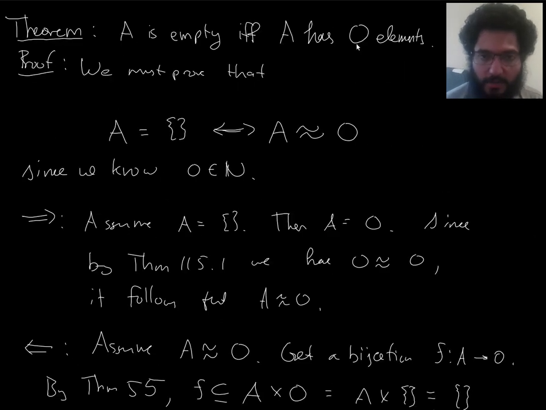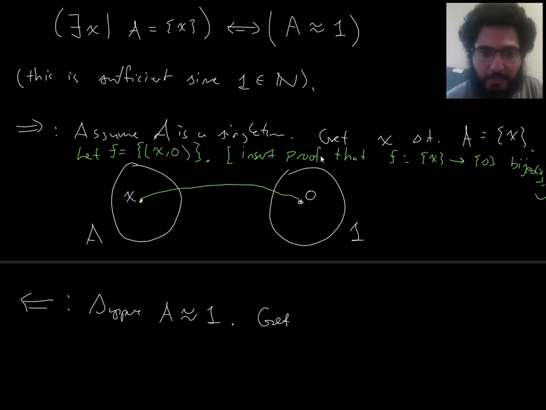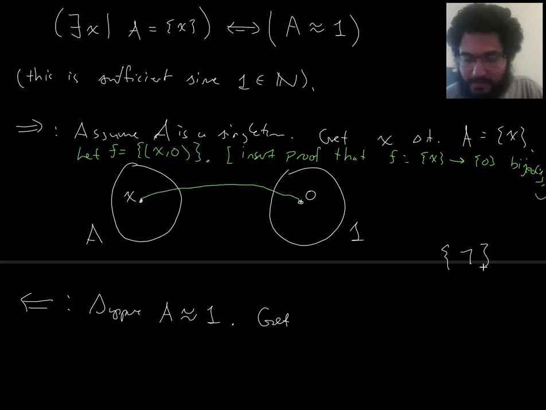So in the 0 version of this result, in this direction when we assumed A was the empty set, we managed to prove A actually is 0, right? That's how we showed A has 0 elements. We showed it is 0. But here it's not like that, right? It's not that A is 1. A could be not 1, right? 1 is singleton 0, but A could be singleton something else. A could be singleton 7, right? Or it could be singleton the sine function or something. A could be any kind of singleton.